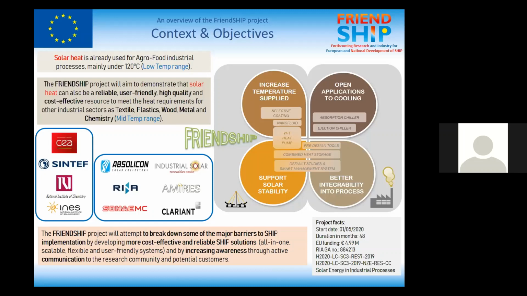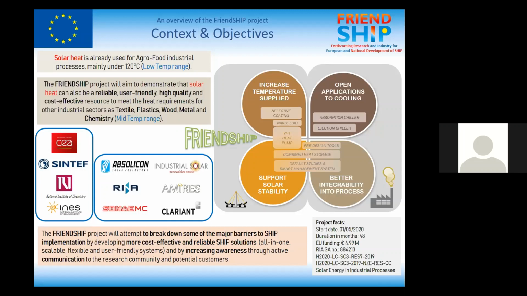A bit of context: solar heat is already used for agro-food industrial processes, mainly in the low temperature range, around 50 degrees. The FriendSHIP project aims to demonstrate that solar heat can also be reliable, user-friendly, high quality, and cost-effective for the heat requirements of other industrial sectors such as textile, plastic, wood, metals, and chemistry. So in this case, we are located in the mid-temperature range. The four pillars of the project are to increase the temperature supplied, so to enter the mid-temperature range, and to open applications to cooling, where we will provide cooling in parallel with heat.